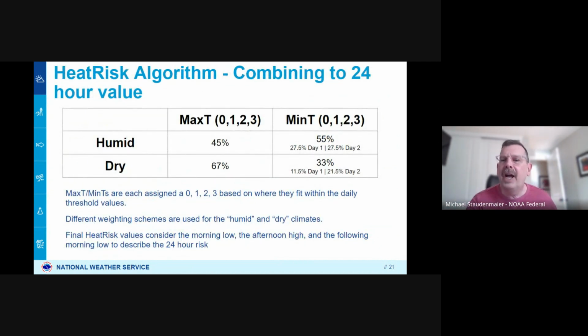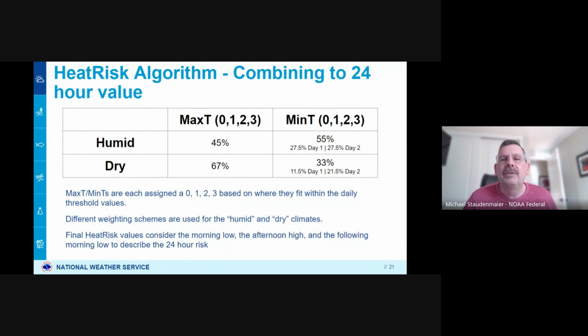All right, so let's talk about how we created the overall 24-hour value of heat risk, and that is the final output of the approach. So first we assign a 0, 1, 2, or 3 to the individual max T and min T forecast temperature values based on where they fall within the daily red, orange, and yellow thresholds for that location. So if it falls in the red category, we assign that pixel a 3 for the max temperature contribution. We then combine those values coming from the morning min T, the afternoon max T, and the following morning's min T to create the 24-hour value using one of two equations.